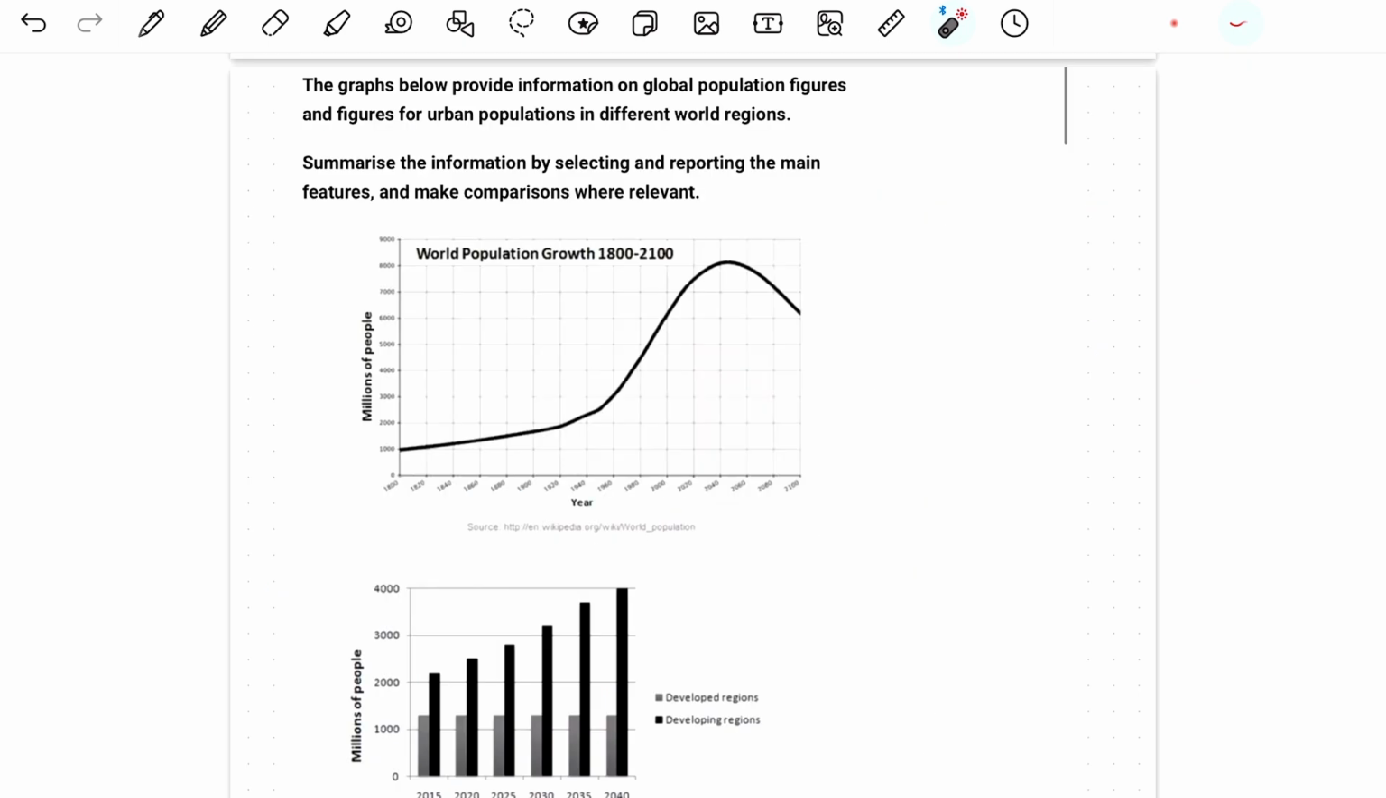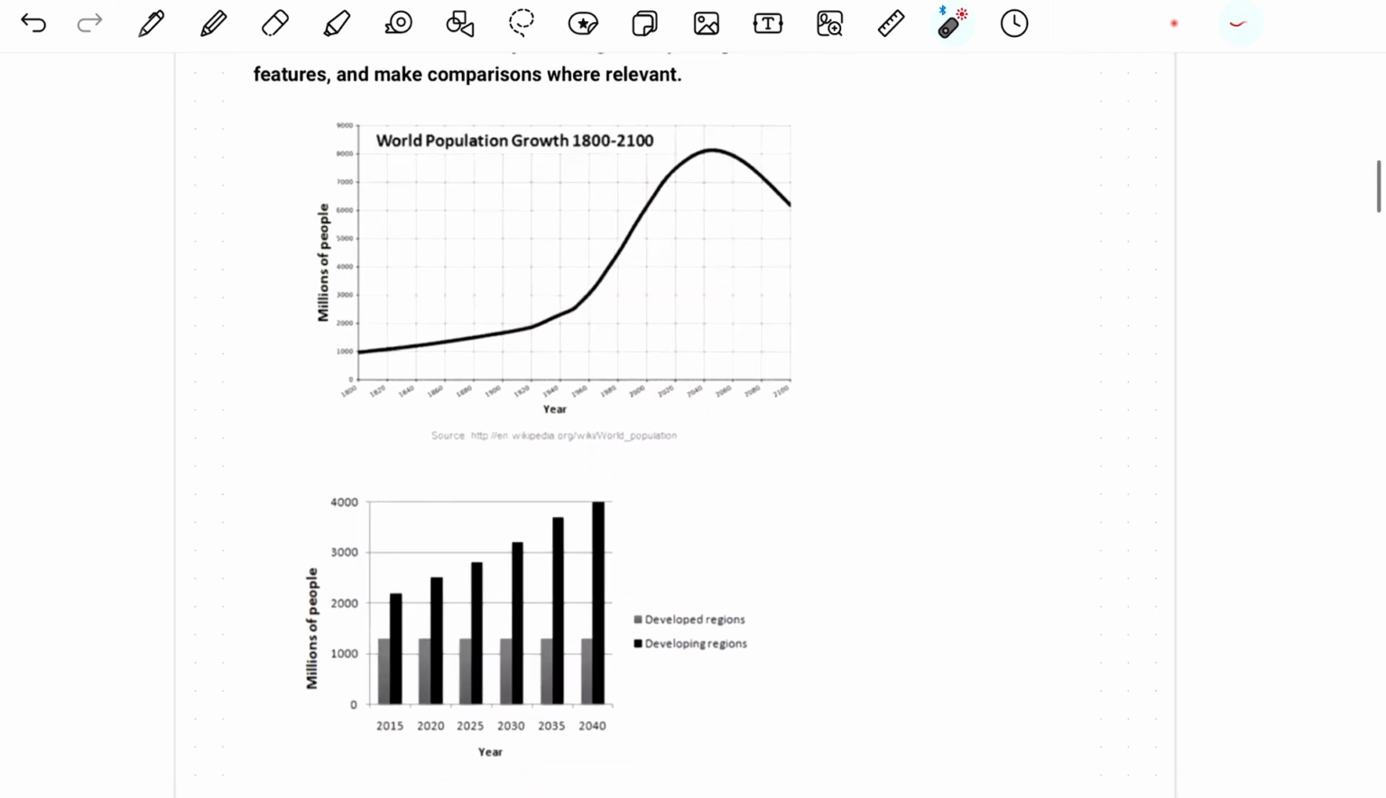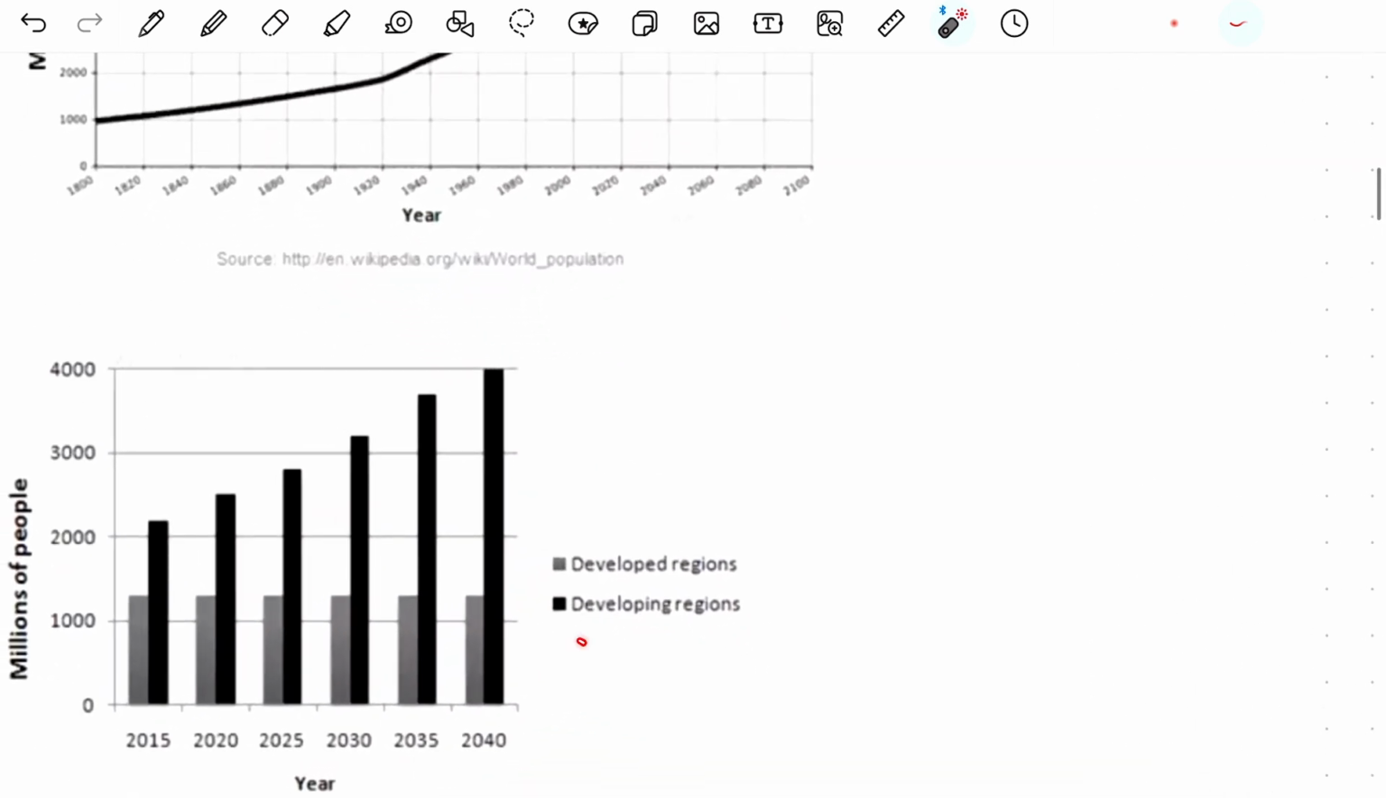Okay, so this is our next question, which is a multiple chart question. We have a line graph and also a bar chart. Now the line graph shows world population growth and the bar chart shows the population in millions for developed regions and developing regions.